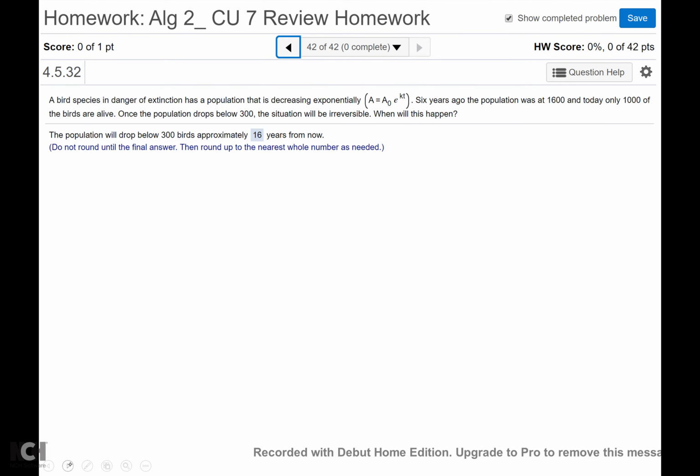Okay. And a bird species in danger of extinction has a population that is decreasing exponentially. 6 years ago, the population was at 1,600, and today only 1,000 of the birds are alive. Once the population drops below 300, the situation will be irreversible. When will this happen? So they're telling me that 6 years ago, the population was at 1,600, and now it's only at 1,000. So the initial amount was 1,600 and the final amount was 1,000, or they want to know when it's going to get down to 300. Oh, no.